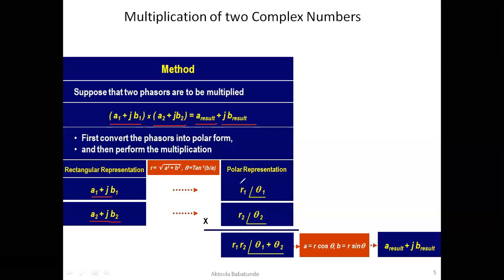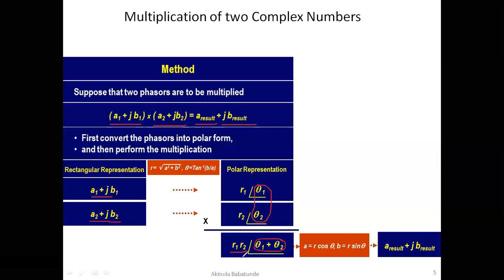So if you're going to multiply the two together, it becomes R1 multiplied by R2. That's what you have here, your R1 R2. And then for theta 1 and theta 2, you have to add them together. So it becomes theta 1 plus theta 2 to get the total phase here.